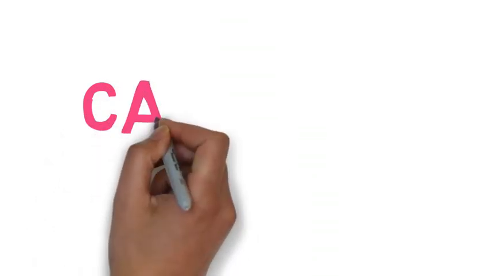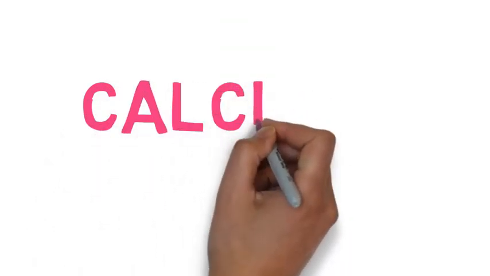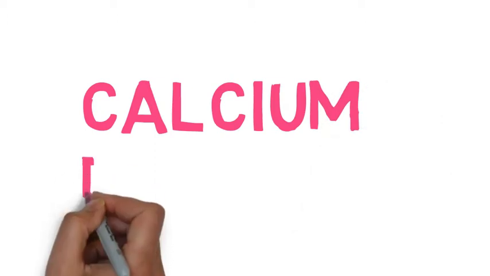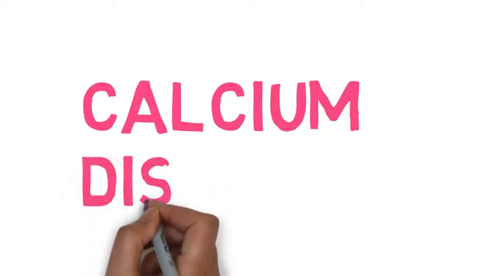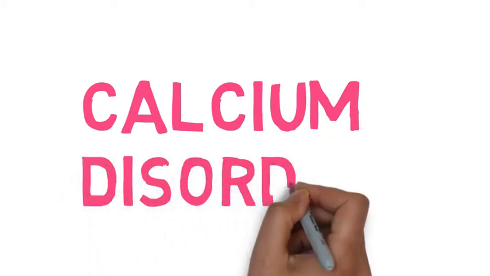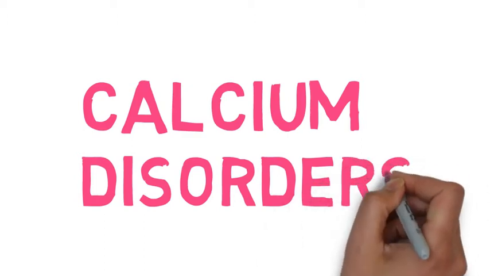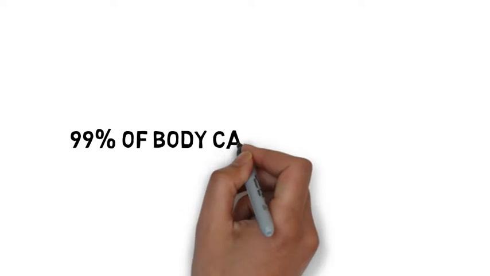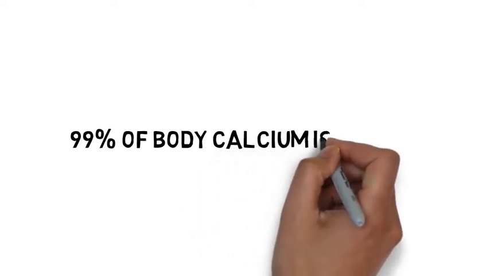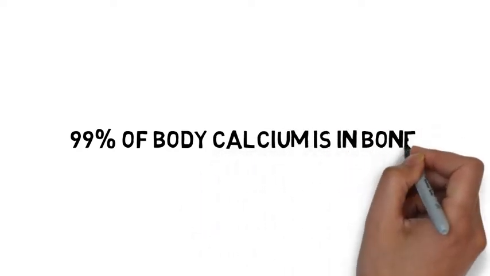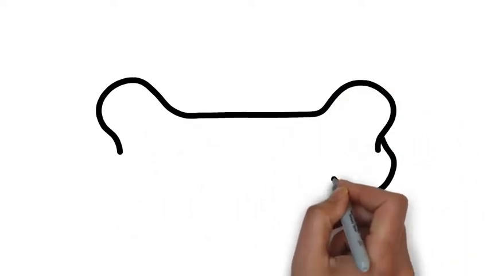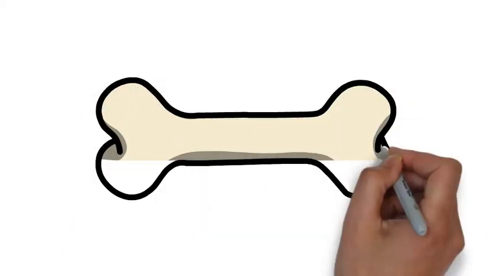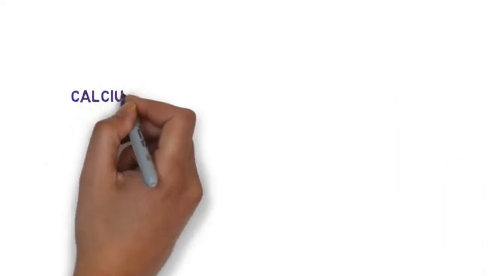Today I'm going to talk about calcium disorders. Of note, there are two calcium disorders we are concerned about: low calcium and very high calcium. The calcium in our body is principally stored in bone, or skeleton that is. 99% of body calcium is within the bone.